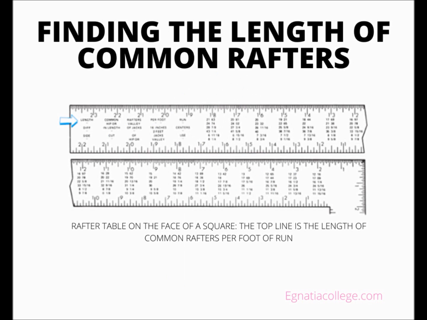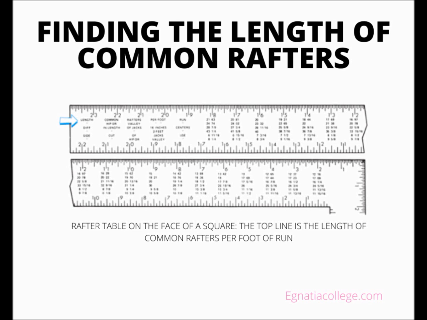Carpenters use a rafter table to find the length of rafters. These tables are available in handbooks and are printed on the face of a framing square. To find the length of a common rafter, you must know the run of the rafter and its rise per foot of run. The run can be found on the floor plan of the building. The rise per foot of run is shown on the building elevations. The length of the common rafter is then found by following these steps.